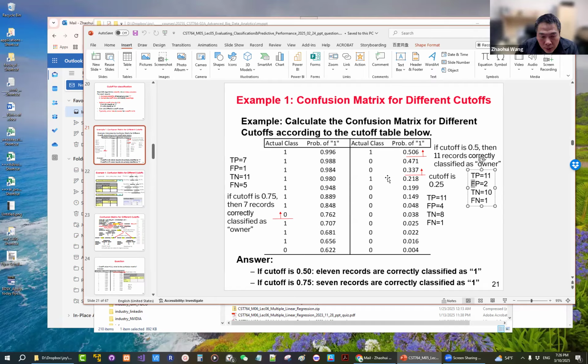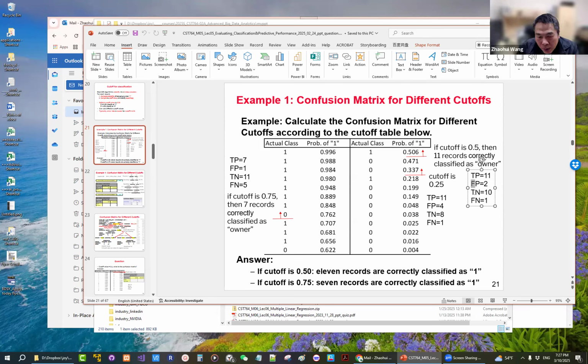It will be similar below this line. All the cases are predicted to be 0. For the cases where the actual class is 0, like this, 0, 0, 0, 0, 0. But only in the case here the actual class is 1 but predicted to be 0. That is the false negative.